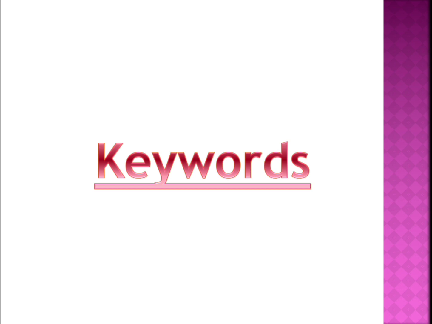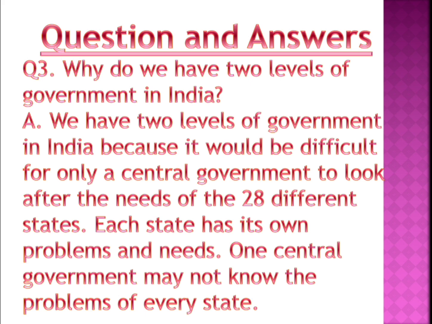Okay, coming to your question answers, children. Why do we have two levels of government in India? Because we have 28 different states, isn't it, children? And to rule all 28 different states would be difficult. That's why we have two levels of government. In 28 states we have different cultures, different languages, different traditions, different climatic conditions, isn't it? According to all these, the state government has to rule. That's why it becomes difficult for the central government to rule all.